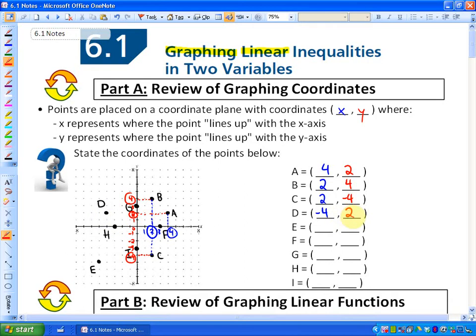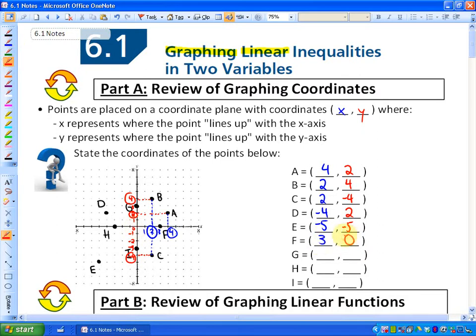And I'll just finish off the rest of the points pretty quickly. Point E, which is over here, lines up at -5 and -5. So on both axes, it's -5. Point F is right on the x-axis at the value of 3. So it lines up with x at 3 and with y at 0. So the point F would be at 3, 0.